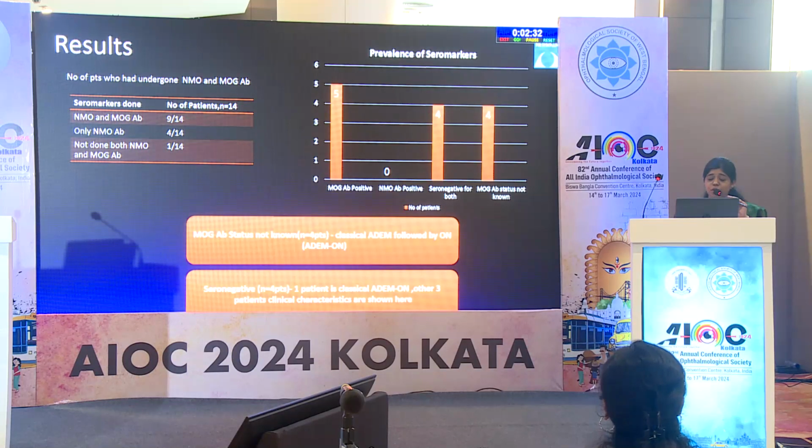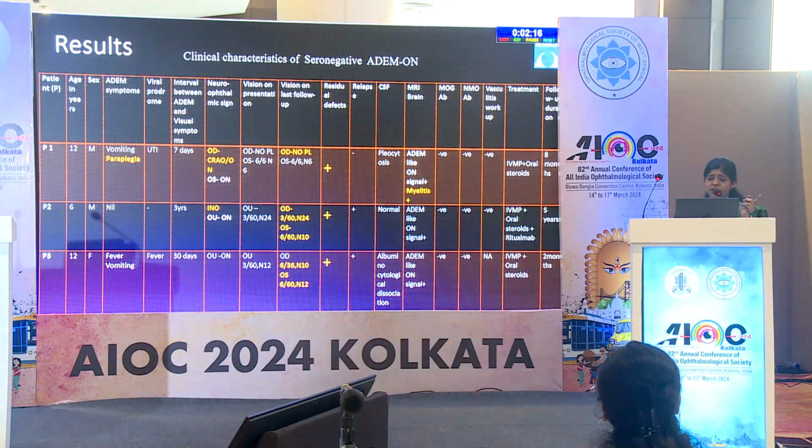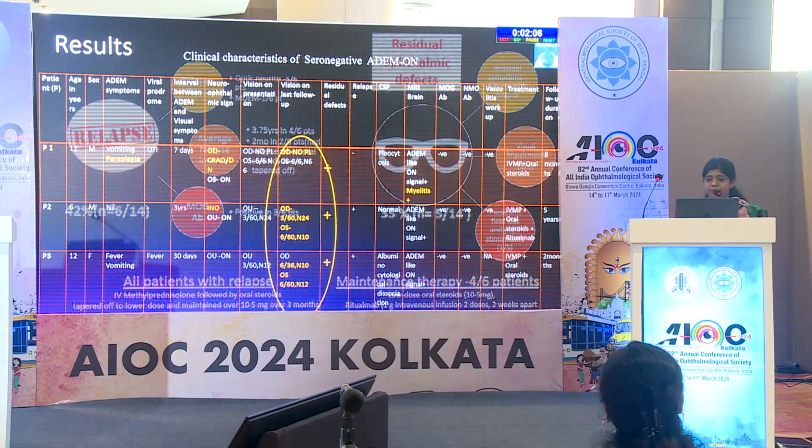In the group whose MOG status was not known, they were all classical ADEM followed by optic neuritis, and their visual prognosis was good. But in the other group, the seronegative, who were negative for NMO and MOG, 1 patient was classical ADEM, but the other 3 patients had varied presentation. I have tabulated the 3 patients. 1 patient had presented with paraplegia secondary to myelitis, and we noted that all 3 of them had very poor visual prognosis at the last follow-up.